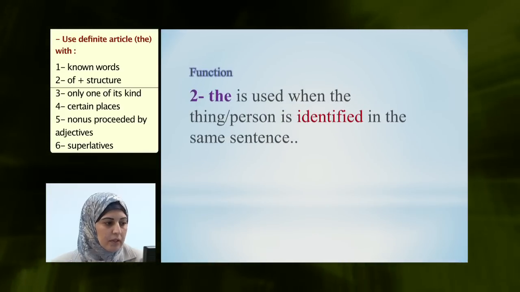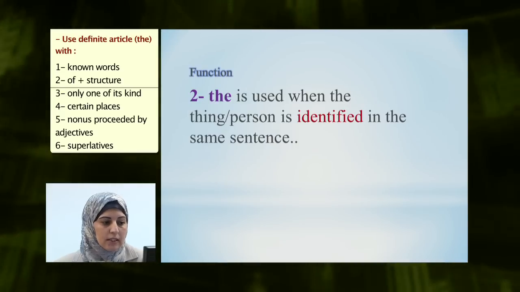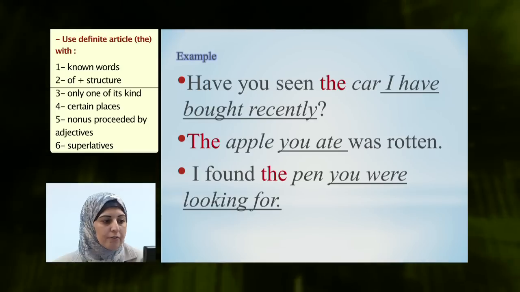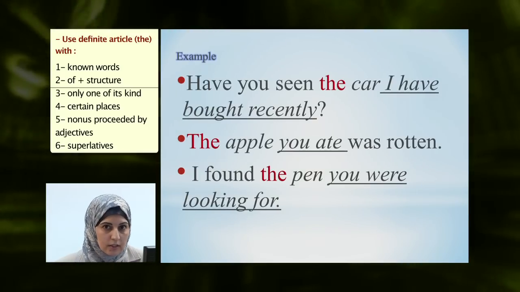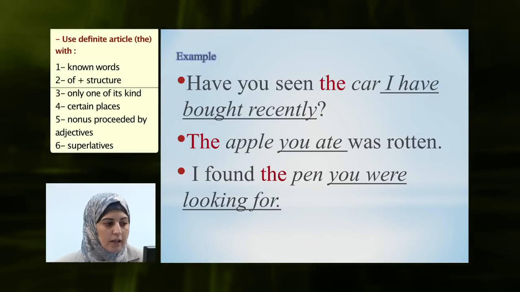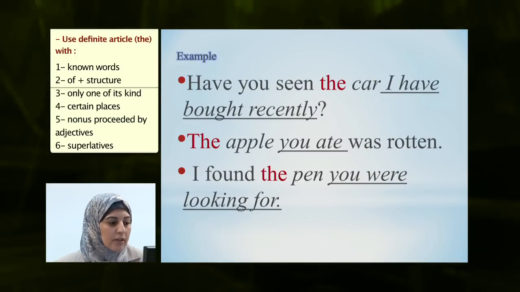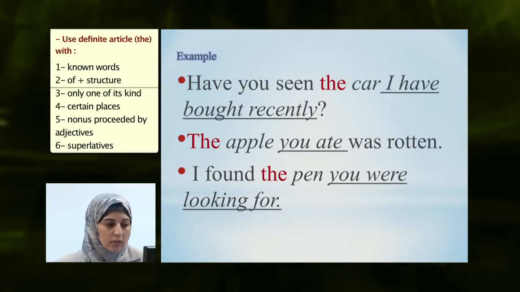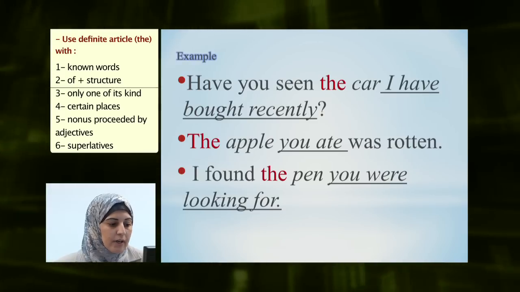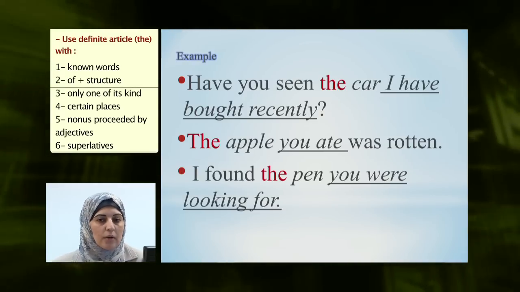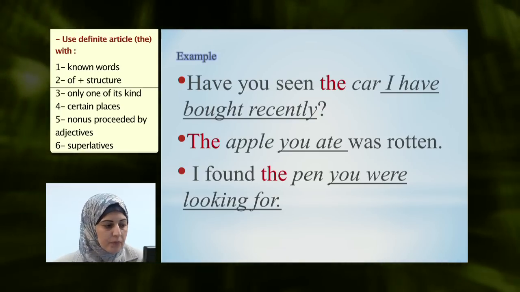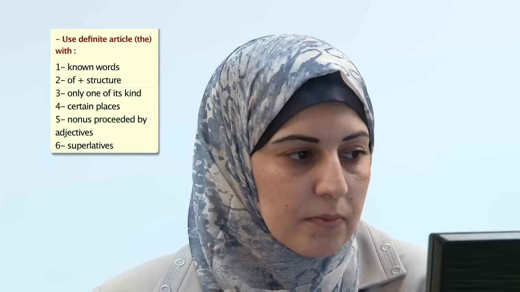Number two, the is used when the thing or the person is identified in the same sentence. That means you say, have you seen the car I have bought recently? So I am explaining and identifying the car, which is in this sentence, I have bought recently. And also you say, the apple you ate was rotten. So which apple am I talking about? It's the one you ate. And also you say, I found the pen you were looking for. So I'm explaining and identifying the pen that is the one you were looking for. So we use the article the in this case.